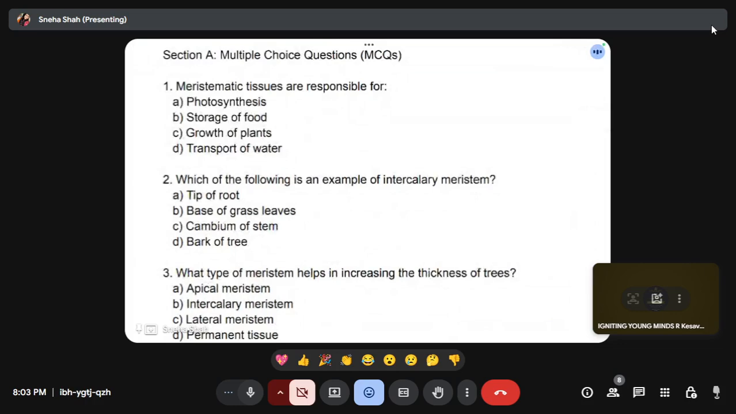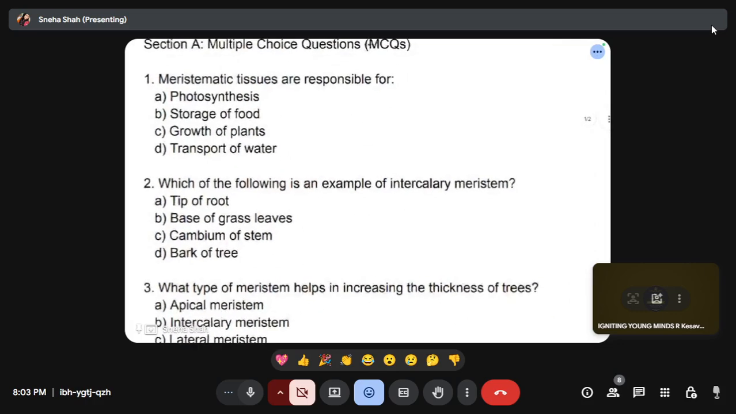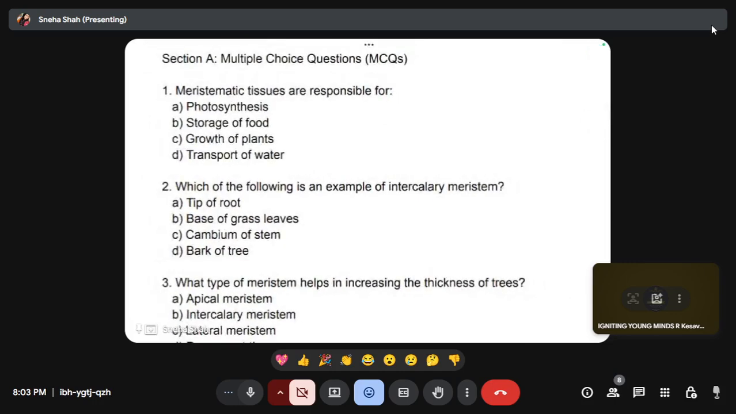Meristematic tissues are responsible for? Growth of plants, ma'am. Growth of plants. Why? Because meristems are living cells. Meristematic tissues contain living cells, and only living cells can go through cell division. But with cell division, the growth happens, right?